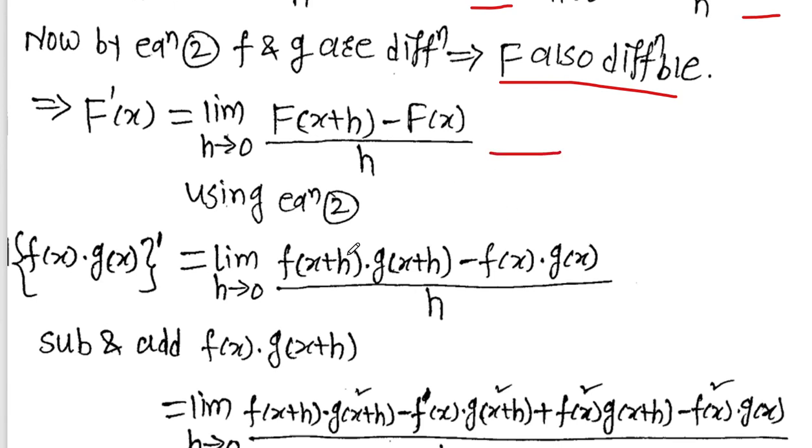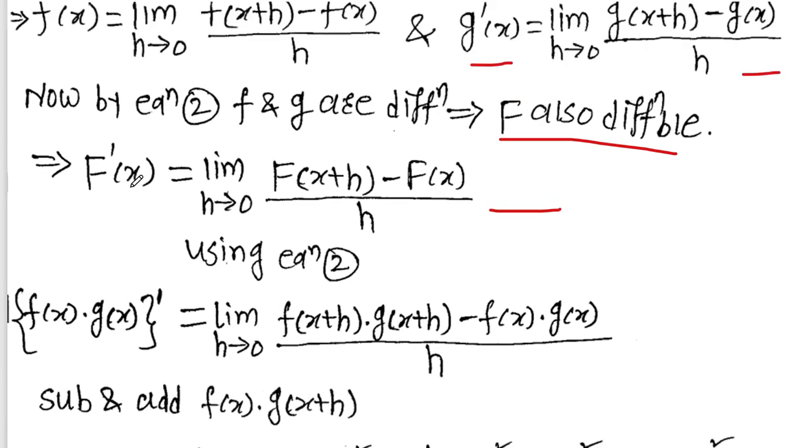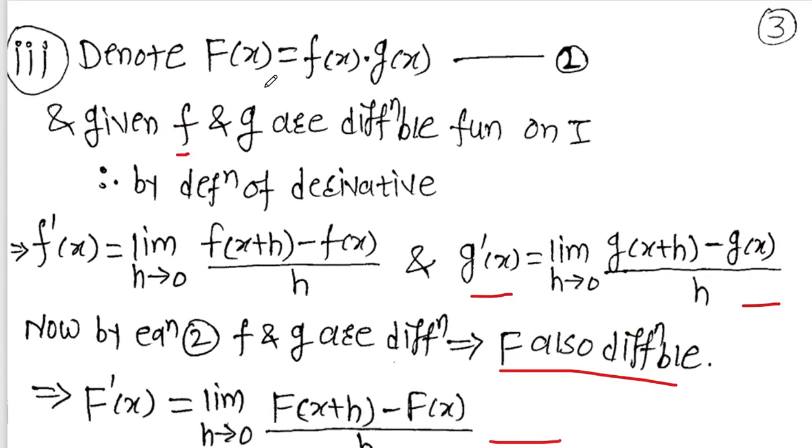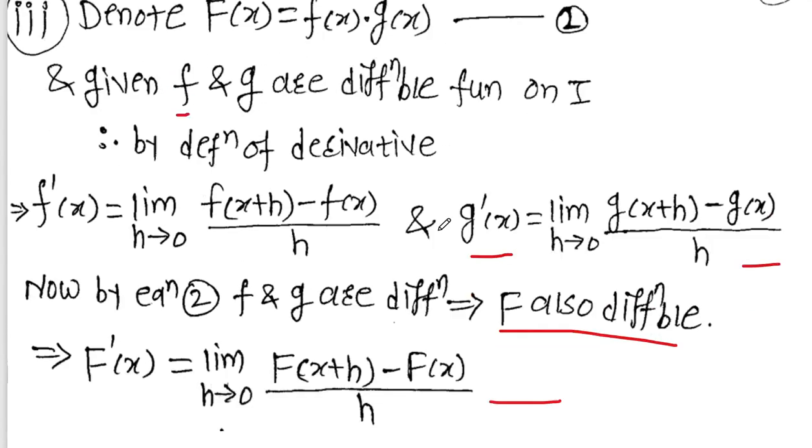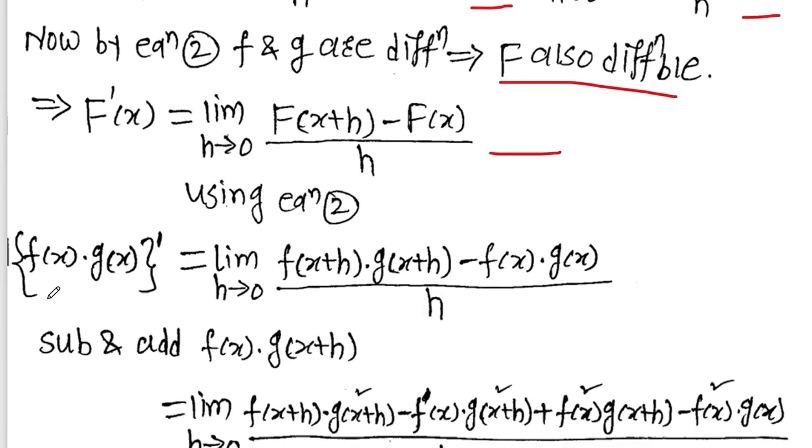Now using equation number 2, put the values of capital F of x. What is equation number 2? F of x equal to f of x into g of x. So simply putting in equation number 2, the derivative of f of x into g of x equals limit h tends to 0 of f of x plus h into g of x plus h minus f of x into g of x divided by h.